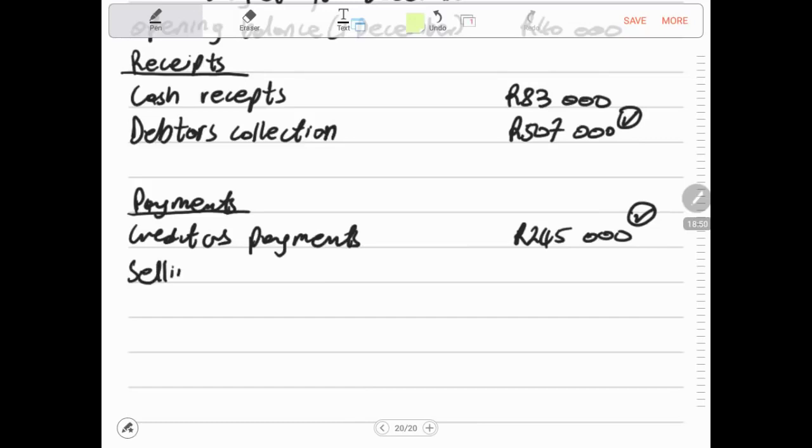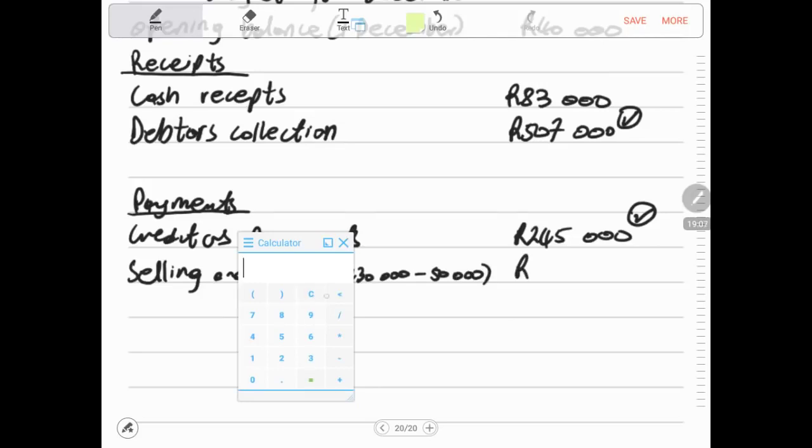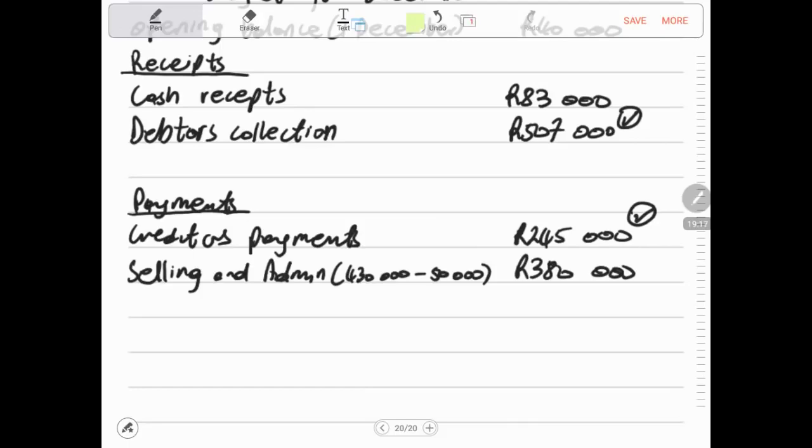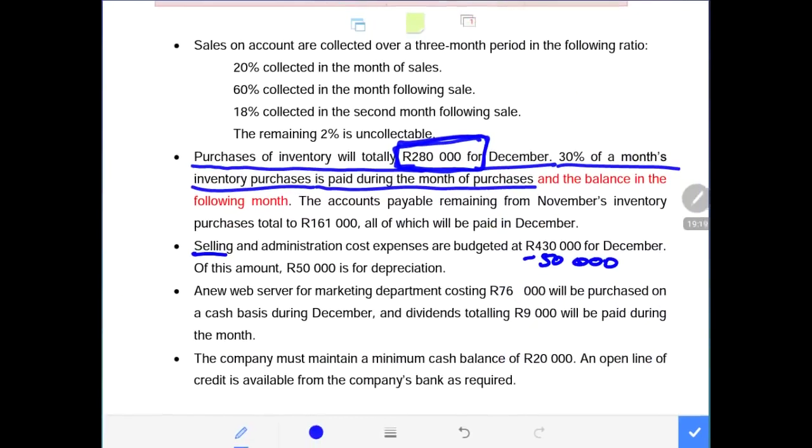So now I will have selling and admin cost, which in total is 430,000 rands minus 50,000 rands of depreciation, being a non-cash item. So now 430 minus 50 will give me 380,000 rands. That will be the total of my selling and administration expense.